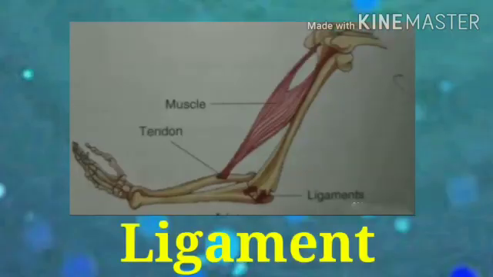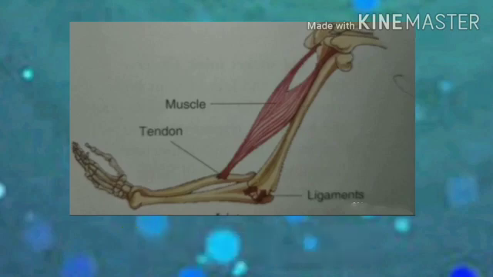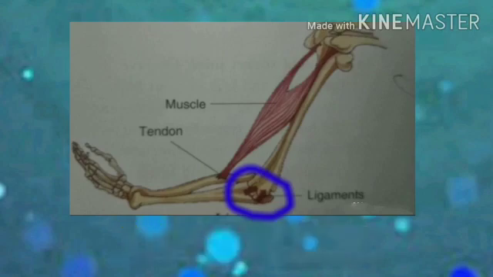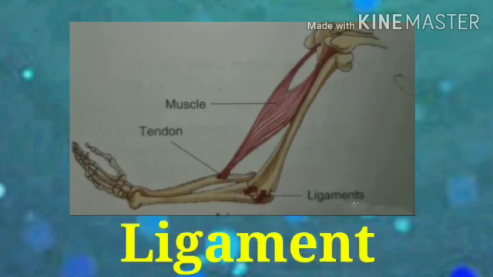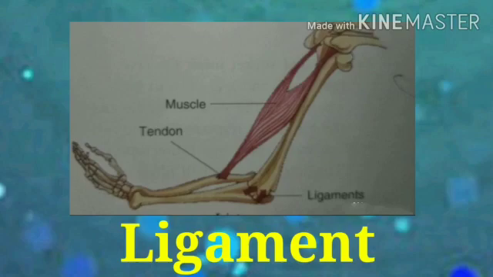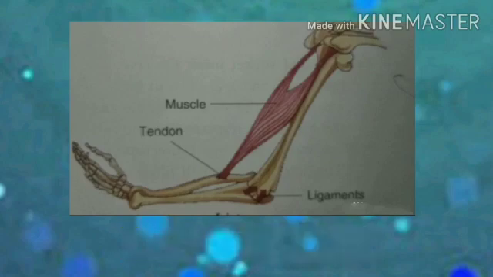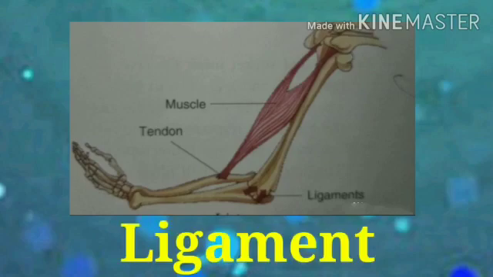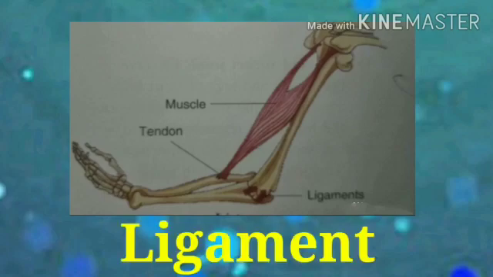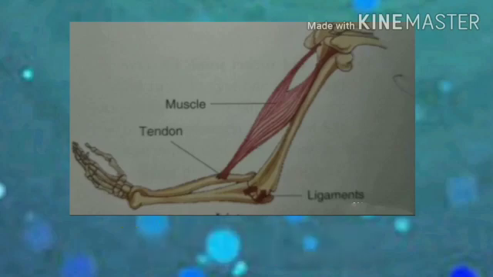At joints, a special type of connective tissue is present. This is called a ligament. Ligaments help to attach one bone with another. To understand this, let us take an example from our daily life. You use a thread or a paper clip to join two sheets of paper together. Ligaments work in the same way. They join two bones together.